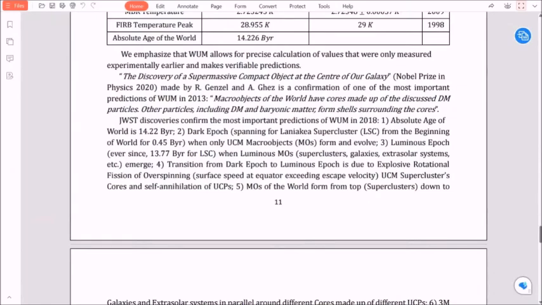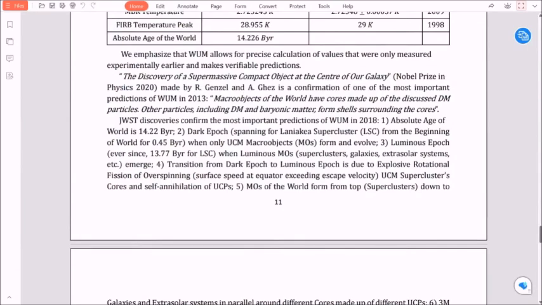Macro objects of the world have cores made up of the discussed dark matter particles. Other particles, including dark matter and baryonic matter, form shells surrounding the cores. JWST discoveries confirmed the most important predictions of WUM in 2018. The absolute age of the world is 14.22 billion years.